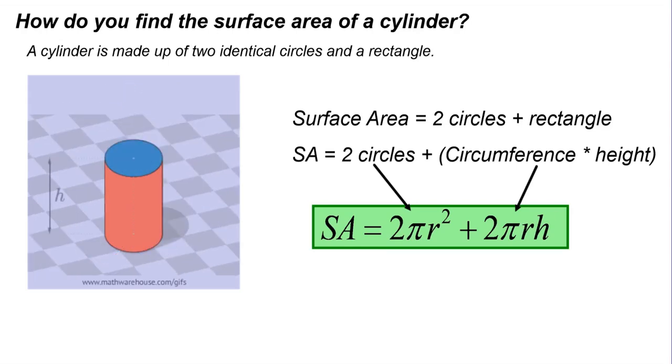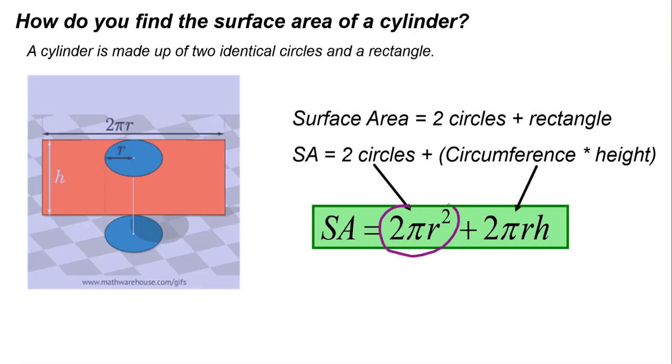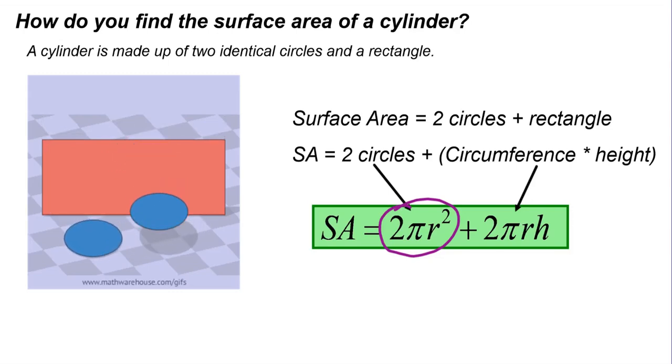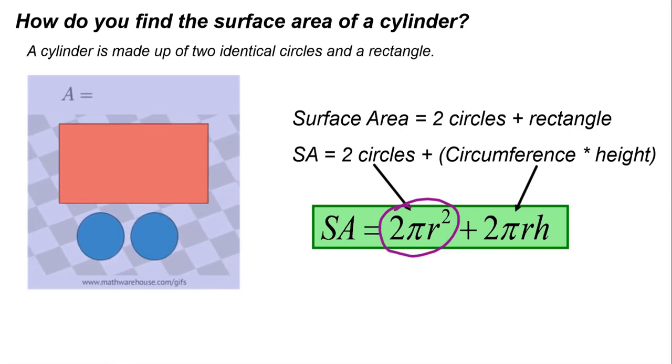So we already know how to find the area of a circle. So finding the area of the two identical circles shouldn't be a problem. The area of the circles is pi r squared, and since there's two of them, we're going to take 2 times pi r squared. So we're going to need to know the radius of our cylinder. And also, to find the area of the rectangle is base times height.